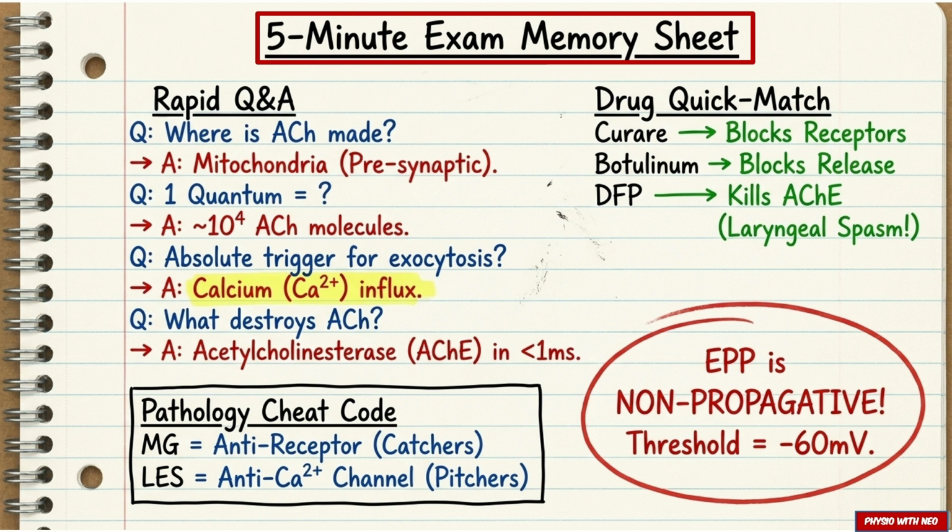So remember this complete sequence. Action potential reaching the nerve causes opening of calcium channels. Calcium influx causes acetylcholine exocytosis, which acts on the receptor, opening sodium channels and causing the end plate potential. When it reaches threshold, muscle action potential is followed by contraction. And this acetylcholine is finally removed by acetylcholinesterase in less than 1 millisecond. If you can recall this one flow chart, you can answer almost every university question on neuromuscular transmission.